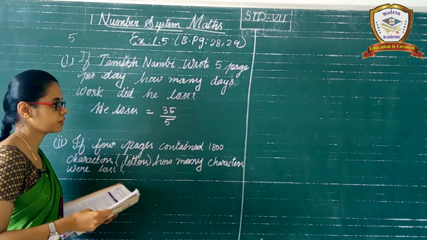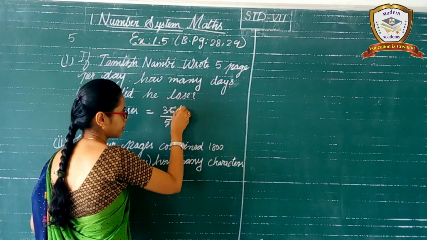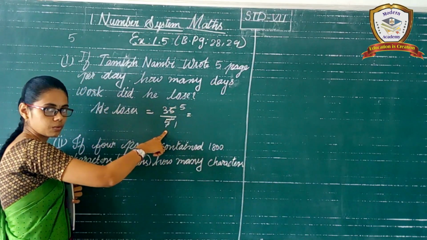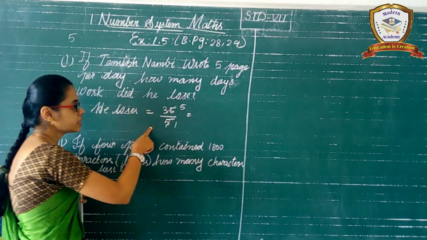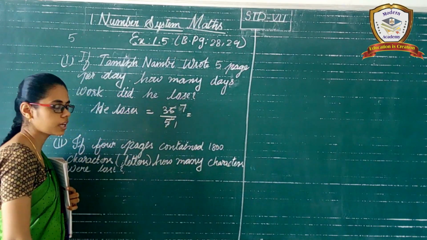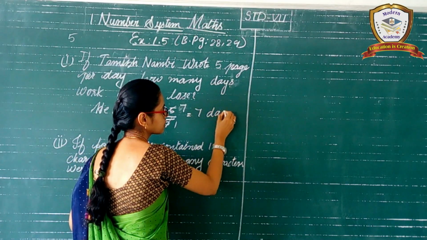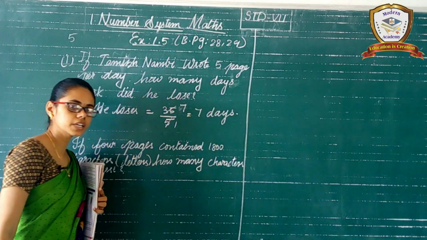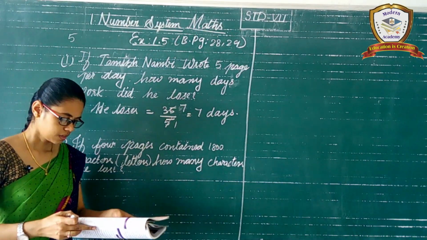So 35 divided by 5. So what's the answer? 5 table, 1 time, and 35 how many times? 7 times. I put 5 wrongly. So 7 times. 7 5s are 35. So he lost how many days? 7 days he will lose. Okay. And go to the second one.